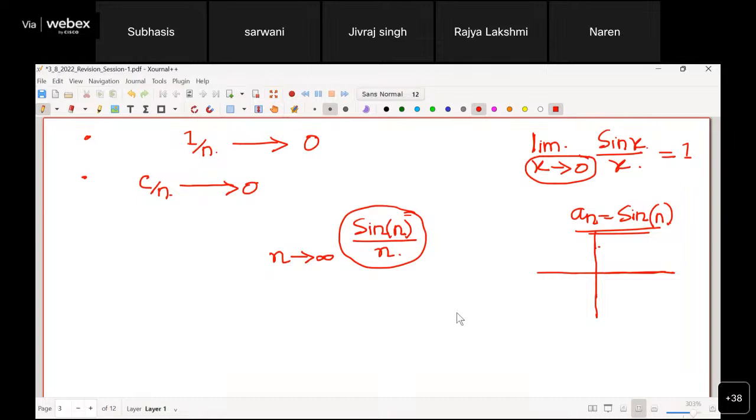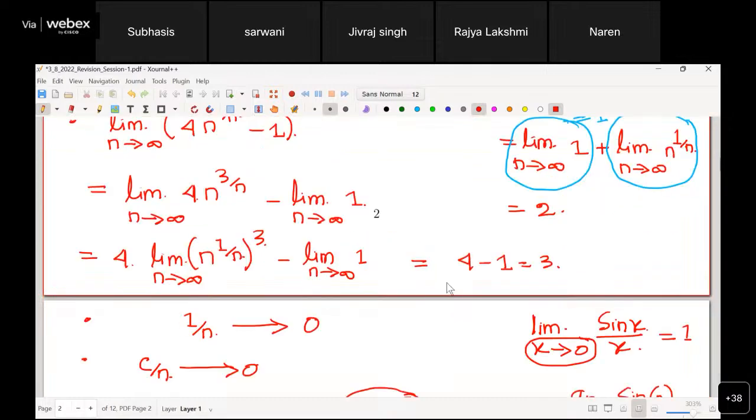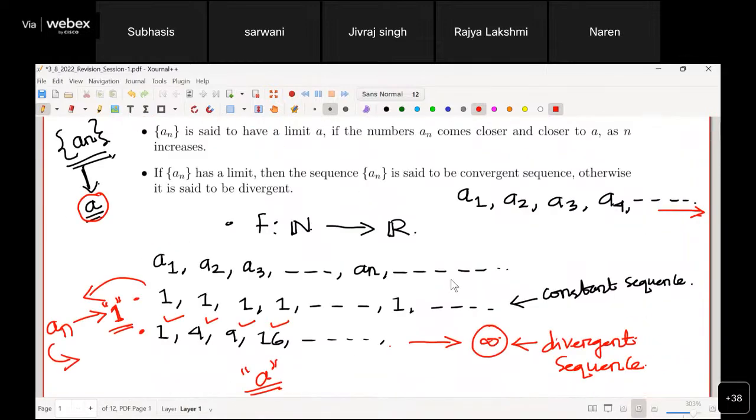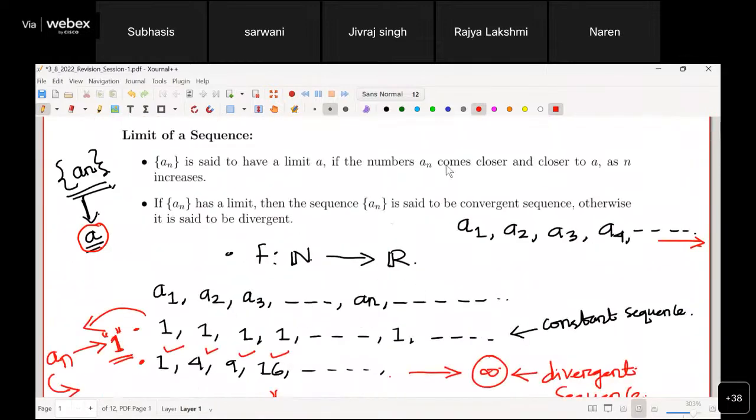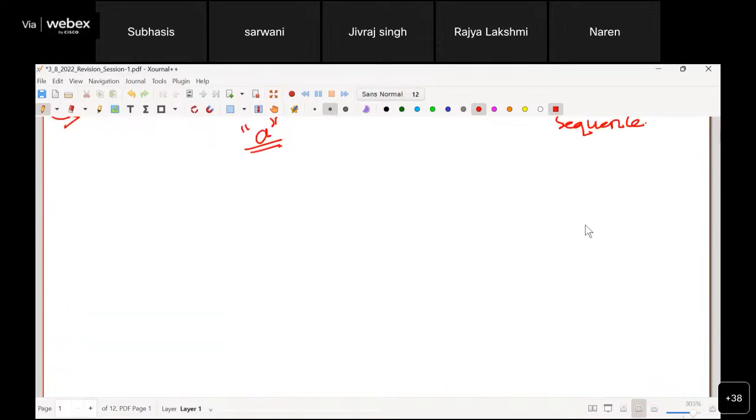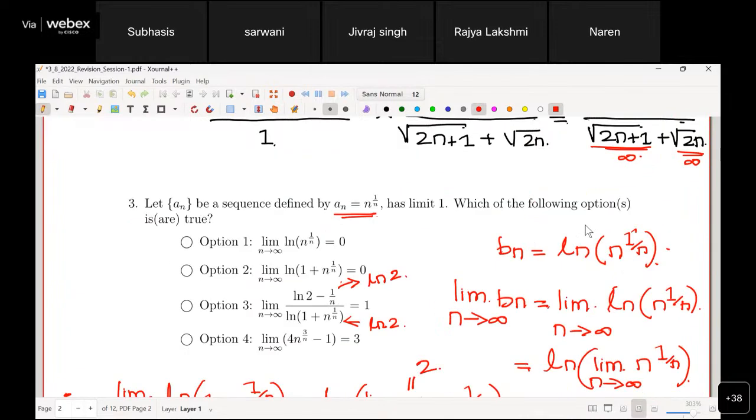When you need to find the limit of the sequence, by definition you have to take n going towards infinity. Go and check the definition of the limit of a sequence. That is what I said in the very beginning: what do you mean by the limit of the sequence? As n increases, you need to check where the value is going when you are increasing the value of n. That is what you check when you are checking the limit of the sequence.